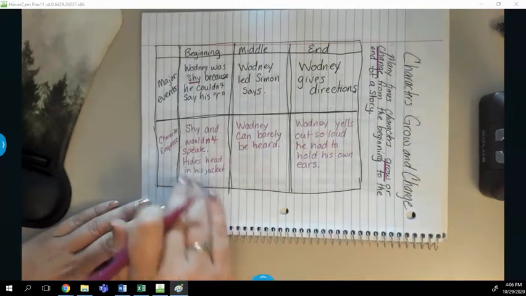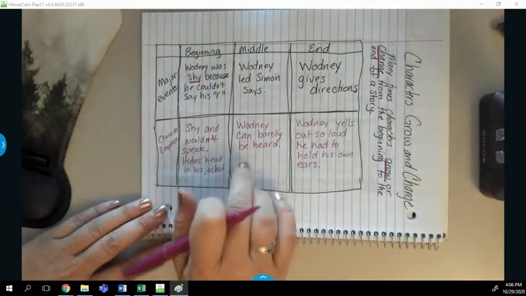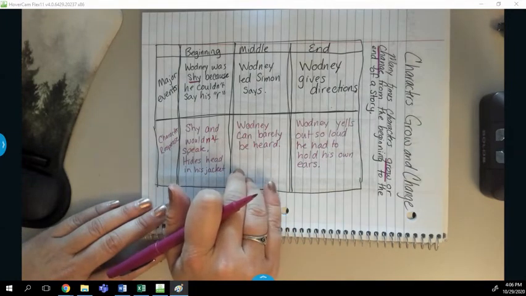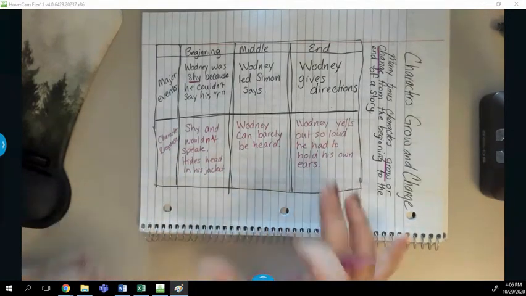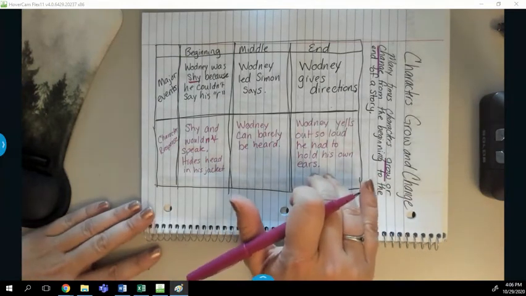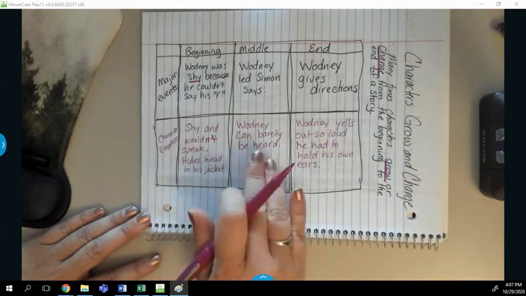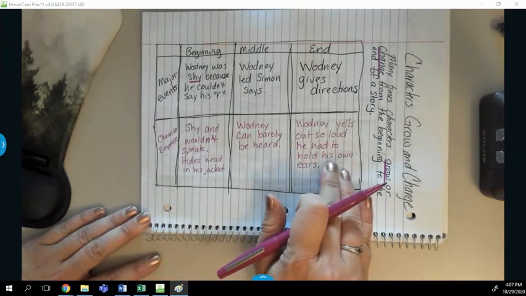So here at the beginning, Wadney was super shy. He could barely be heard. Even in the middle of the story, he didn't want anybody to hear him speak. But by the end, he'd gotten so much confidence. He was yelling out so loud, he had to hold his own ears. So Wadney changed from the beginning to our middle to our end.